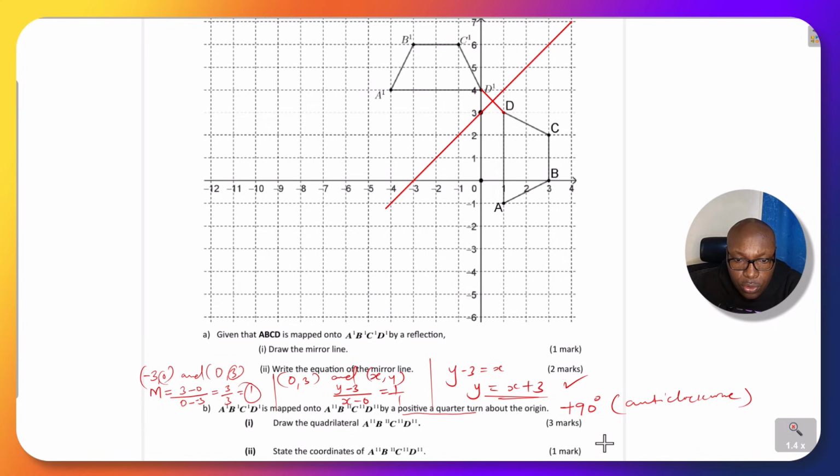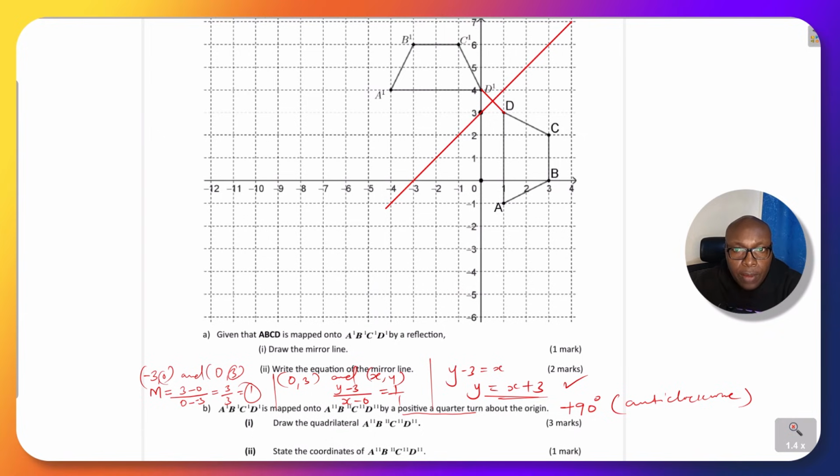Now you're supposed to draw the quadrilateral A2, B2, C2, D2. So which is the object here? A prime, B prime, C prime, D prime. This is the object, and you're supposed to rotate this one through positive 90 about the origin. The center of rotation is the origin.